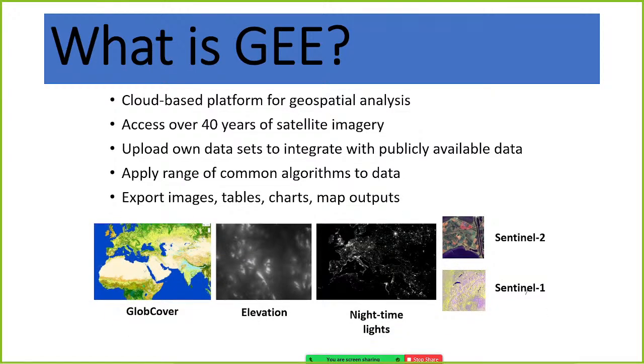Then for the final product, you can easily export the image. Suppose you want to make a land cover classification map for the whole world, you can easily export this map. If you want to make an elevation map, you can easily export this map. If you want to make a time series chart, you can easily export this chart. And you can easily export all of the Sentinel or Landsat imagery from the Google Earth Engine platform. We will also practice all of these things one by one so that you can easily understand.